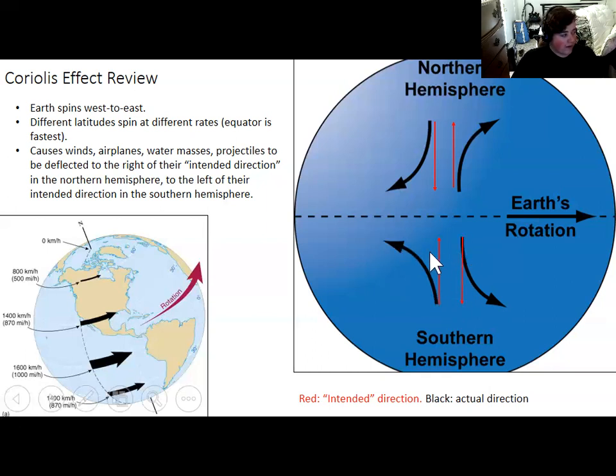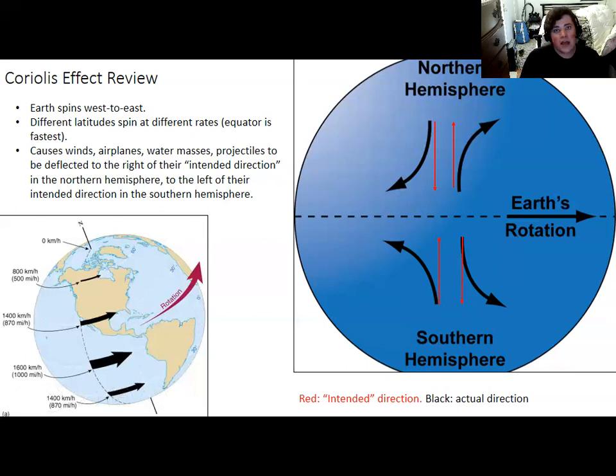And again, you have the same situation when you're going from the South Pole to the equator: you end up going too slowly, and you again end up being deflected to the west, and that is to the left of your intended direction. So, any questions about the Coriolis effect?